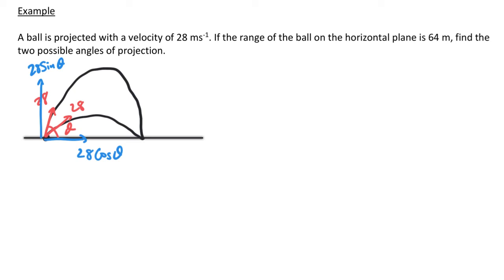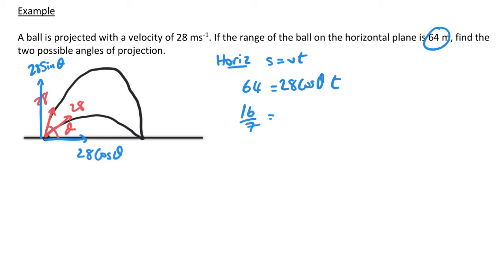So let's look at the information that we have for each. If we look horizontally, we know that s equals vt. So s of 64 meters is going to equal 28 cos theta times t. And divide by 28, we would get that 16 over 7 is equal to cos theta t. Then we can look vertically.